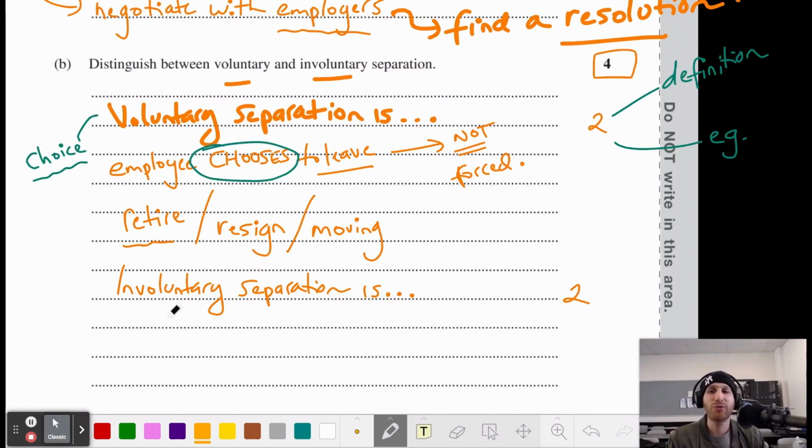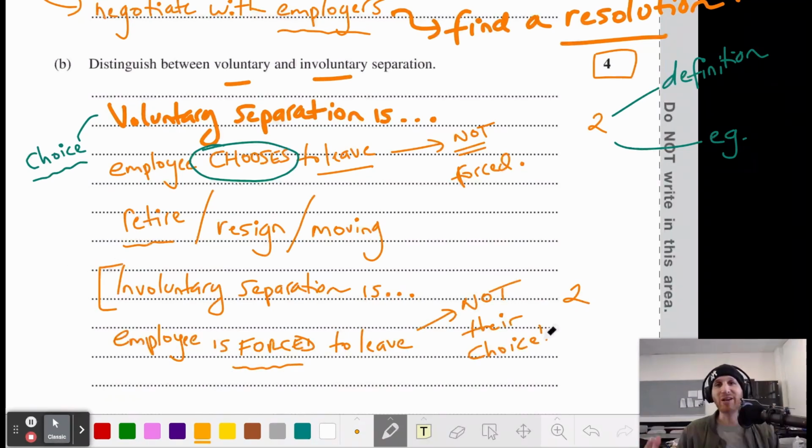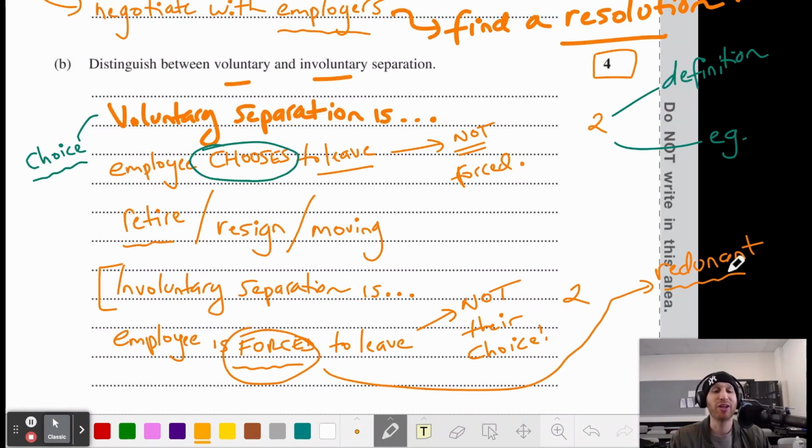Okay, if we then go to the next part here, the employee is forced to leave, and this outcome is being imposed on them. If we think about the kinds of situations where an employee would be forced to leave, someone has been made redundant, that their position is no longer required.